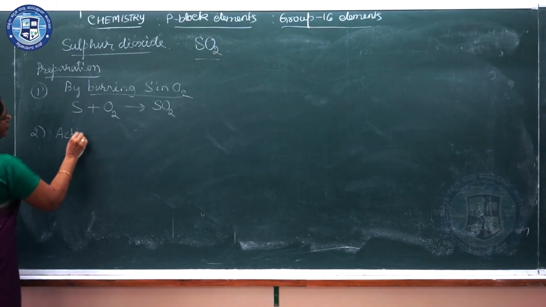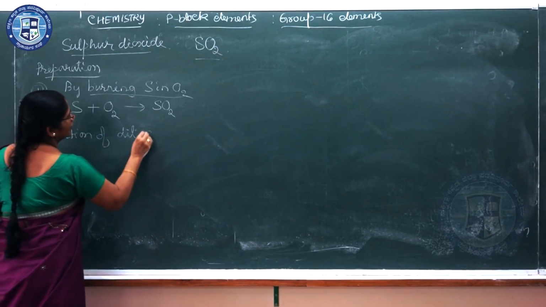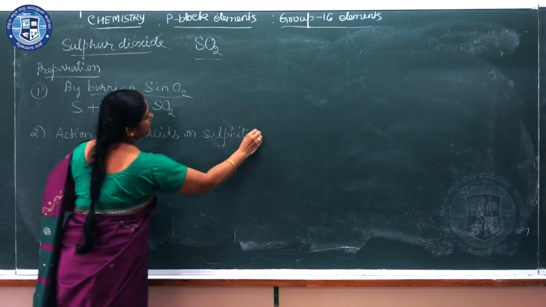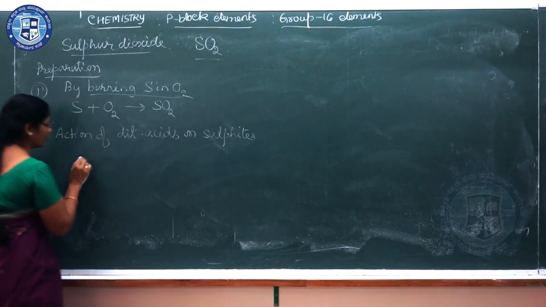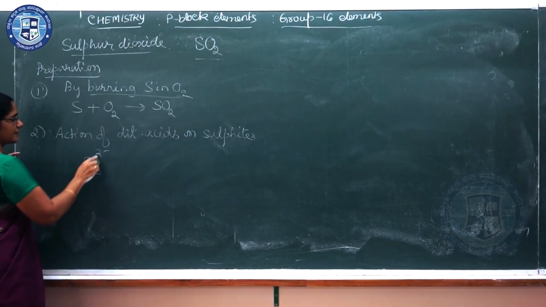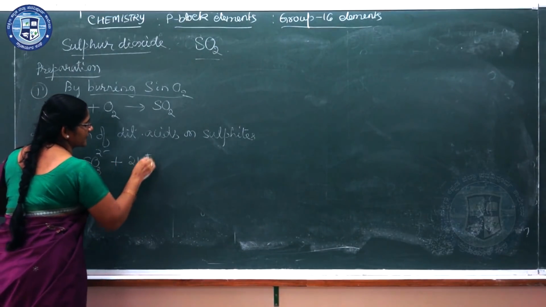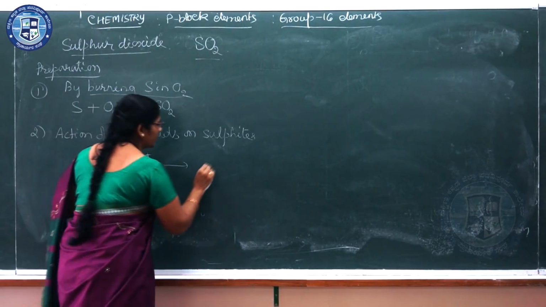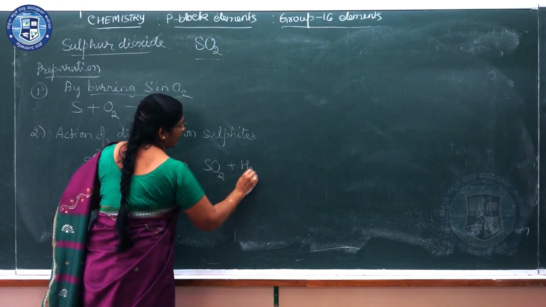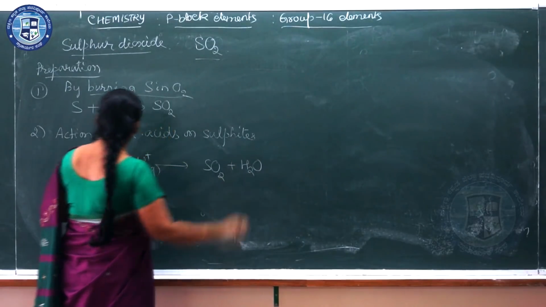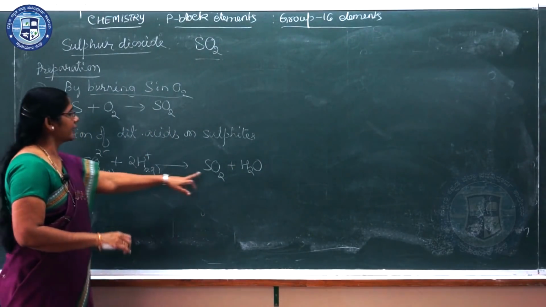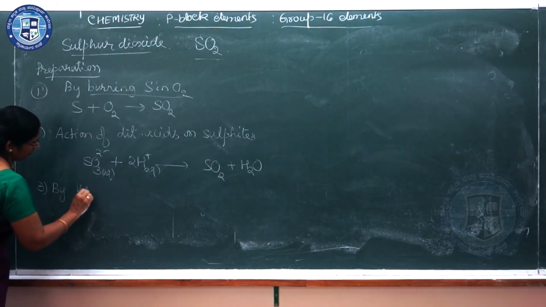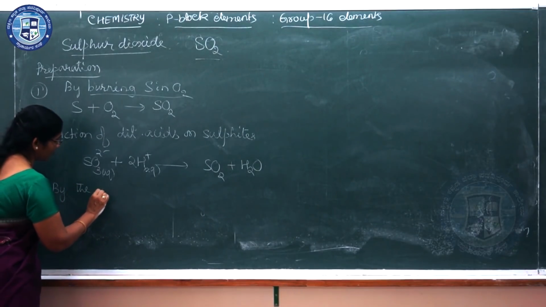Next is the action of dilute HCl, dilute acids, on sulfite salts. Sulfites contain the common ion SO3 2-. When H+ acid, any acid, is added in the aqueous medium, it gives sulfur dioxide and water. Sulfur dioxide is produced and water. The third one is by the oxidation of the sulfide ores.